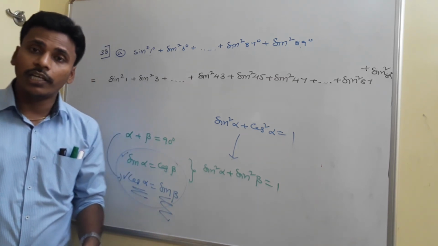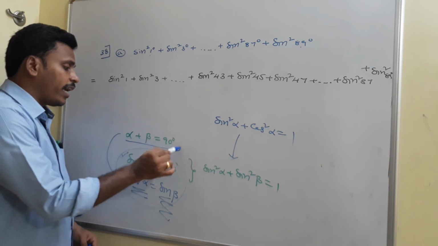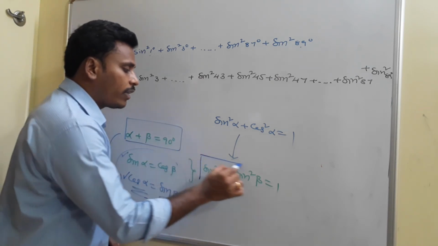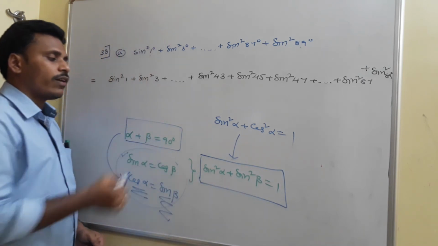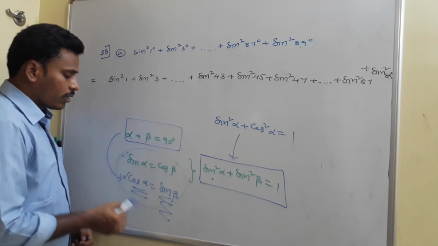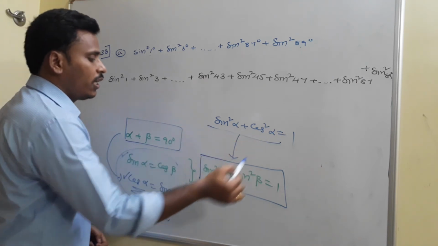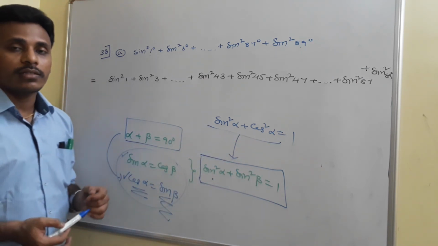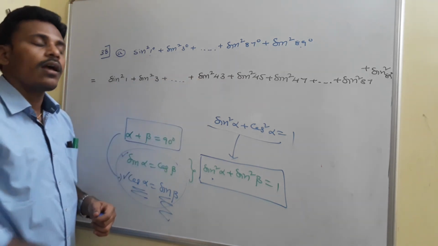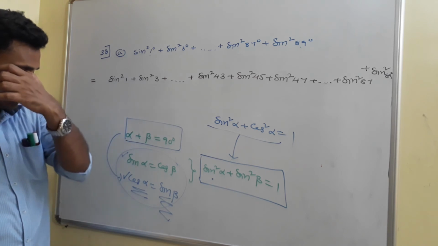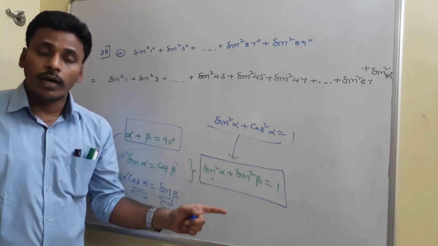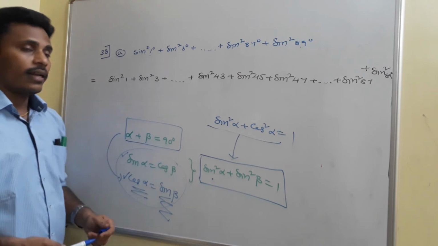Once again I am repeating, if the sum of the angles is 90, alpha plus beta is 90, then you need to identify that sin square alpha plus sin square beta is equal to 1. How did we identify it? Just by utilizing these notations with this identity, you will get that sin square alpha plus sin square beta is 1. Since the problem completely involves sin square, I need to utilize this particular logic: sin square alpha plus sin square beta is equal to 1 if alpha plus beta is 90 degrees.